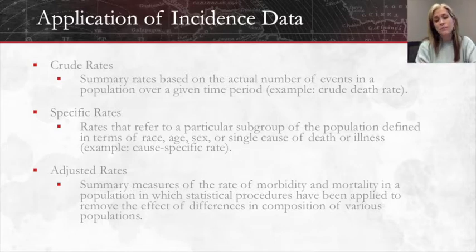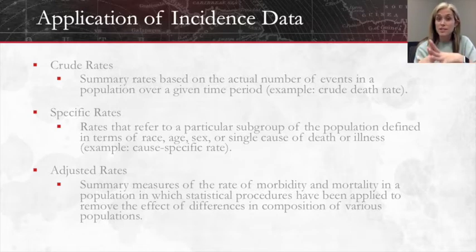There's also something called specific rates. Specific rates are rates that look at a specific or particular subgroup of the population. Now, this subgroup of the population can be defined in totally different ways. It could be, okay, we're going to look at this racial or ethnic group, we're going to look at this age group, or it may be we look at cause-specific rates, meaning how many people have HIV. Okay, so that's just a very specific, well-defined subgroup of the population. And a good example would be a cause-specific rate.